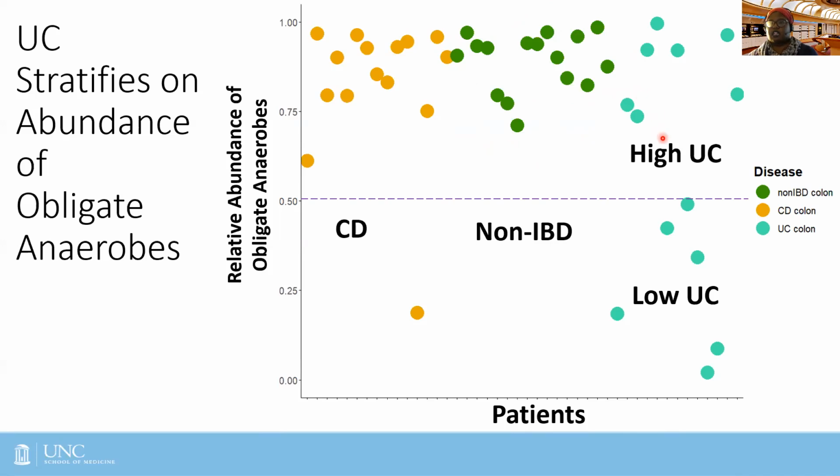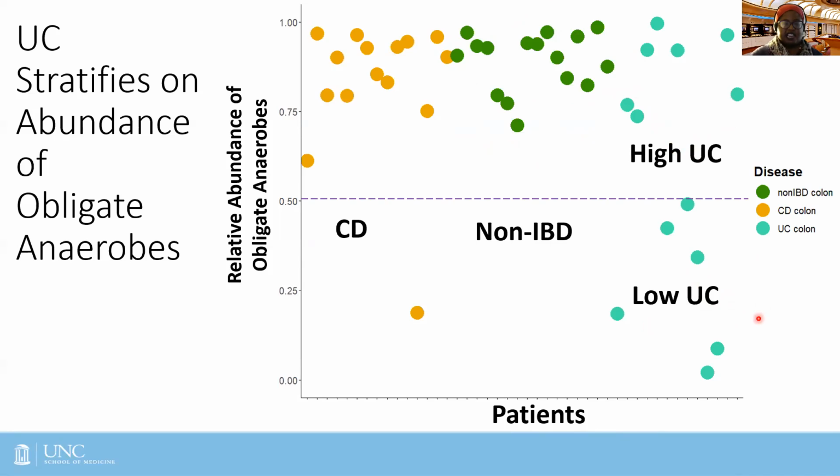But within UC, interestingly enough, it seems that these patients stratify into patients that have a high relative abundance of obligate anaerobes, in line with a non-disease colon, and then we have another subset of patients that have a very low relative abundance of obligate anaerobic species in their composition.